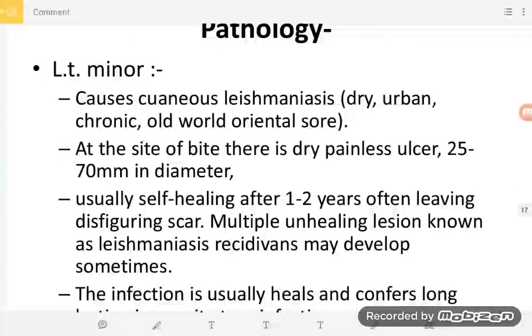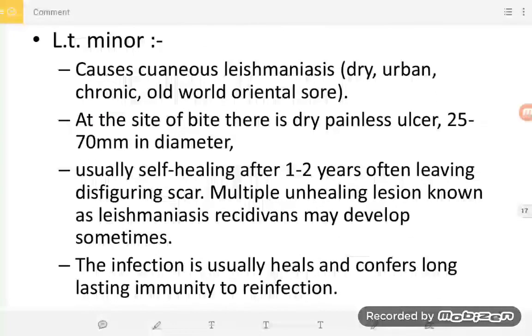Then Leishmania tropica minor pathology. This causes, as we already know, cutaneous Leishmaniasis. But when we look at this cutaneous Leishmaniasis, it is dry, and normally we can see it in urban areas, and it is chronic. If any lesions are present, it is chronic, so it takes a long time to cure, right? And the other thing, we call it old world oriental sore, right?